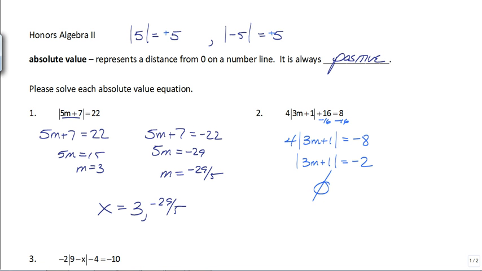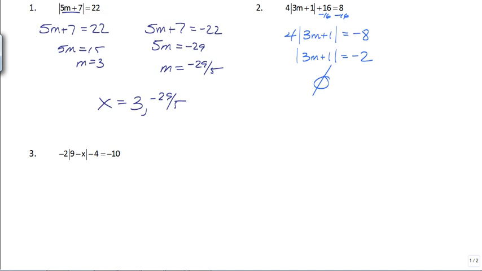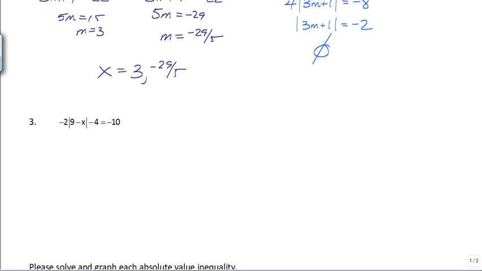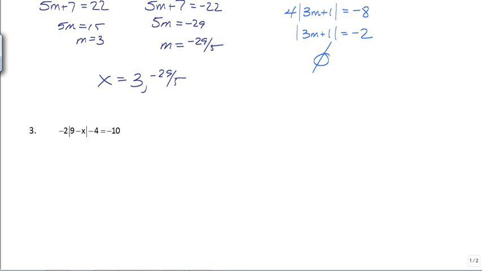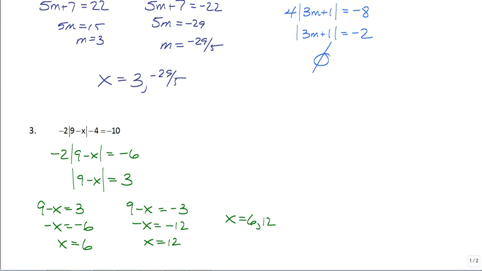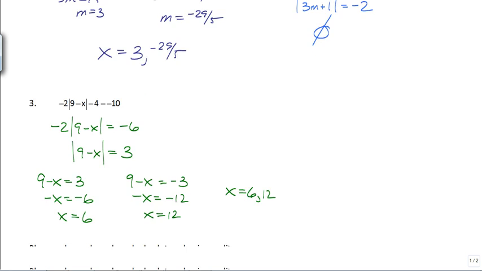All right, so for number 3, why don't you go right ahead and pause the video and give this one a try on your own to see if you get it correct. If you got 6 and 12, you are good to go. First thing you had to do is add 4 to both sides, then divide by a negative 2. So you get the absolute value of 9 minus x is equal to 3. And that's when you take the inside, set it equal to the positive and negative, and solve, and you are good to go. All right, so that is absolute value equations.